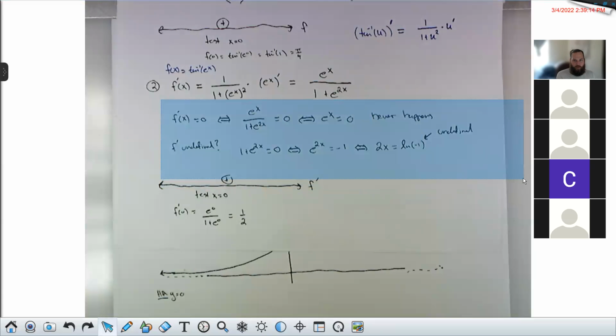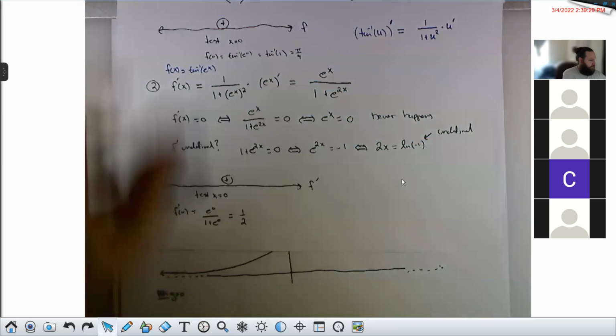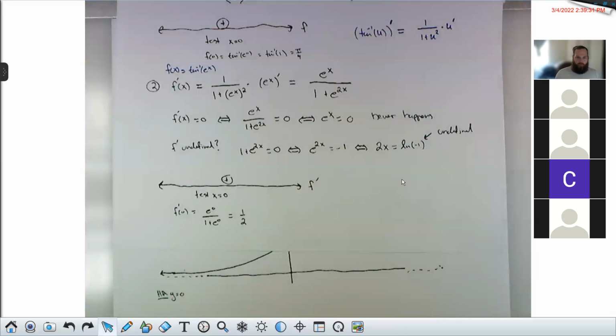And then the rest of the work from here was a little silly, right? The top, e to the x, is never going to be 0. The bottom, 1 plus e to the 2x. Well, e to the 2x is always positive, so 1 plus that is always positive. Or you can just go through the algebra and you see, oh, natural log of negative 1. Okay, that doesn't happen. What else would we like to look at more carefully here?